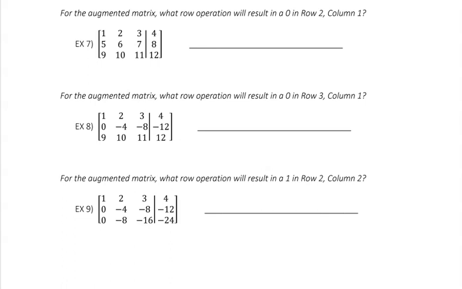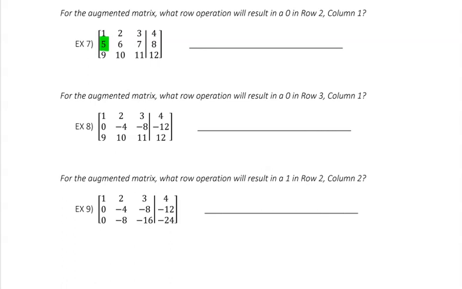All right, so to start off, what row operation will result in a 0 in row 2, column 1? So first off, row 2, column 1 is this 5 right here. That's the one that we would be trying to turn into a 0. All right, now if we want to make a 0, remember we only have one option. Our only option to make a 0 is to use a combination.